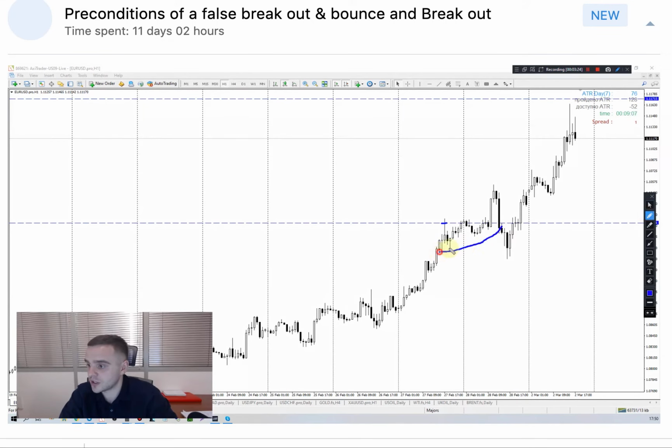You can see that there was a preload, and every low became higher and higher. After that price continued to rise. That's why it's important to pay attention to it.